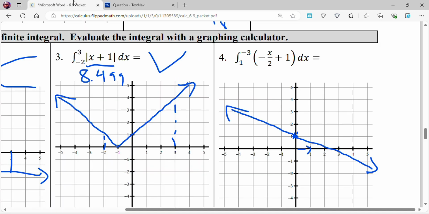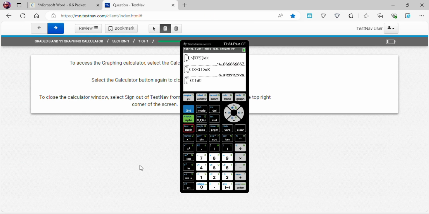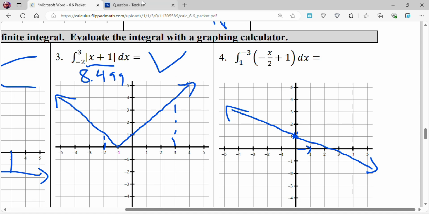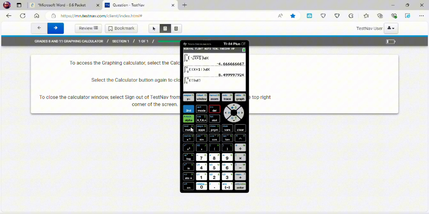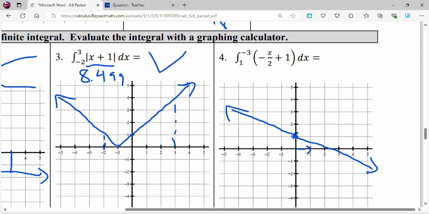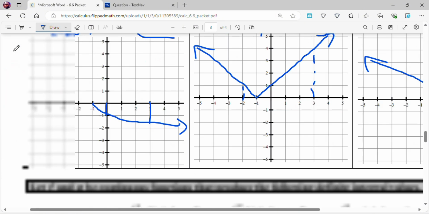Okay? So that's what I want you to know, that when you plug your limits into the calculator, you don't have to worry about putting the negative and changing the signs. So negative x over 2 plus 1 dx, and we get negative 6 as our answer. Right? All right. Cool.